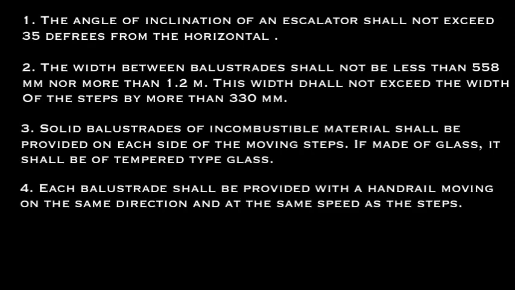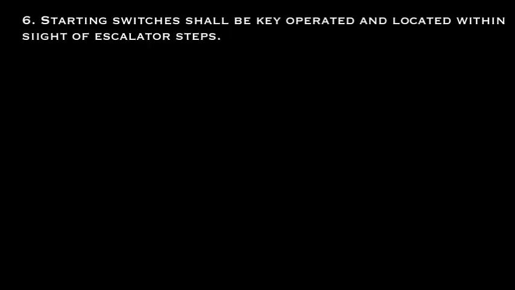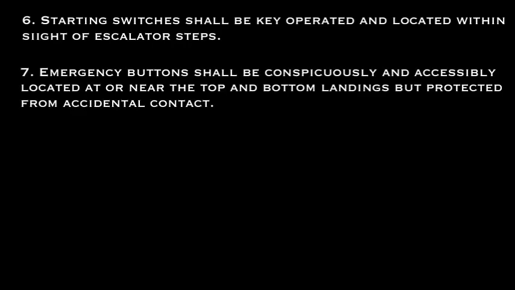Number 4. Each balustrade shall be provided with a handrail moving in the same direction and at the same speed as the steps. Number 5. The rated speed measured along the angle of inclination shall be not more than 38 meters per minute. Number 6. Starting switches shall be key operated and located within sight of the escalator step. Number 7. Emergency buttons shall be conspicuously and accessibly located at or near the top and bottom landing but protected from accidental contact.